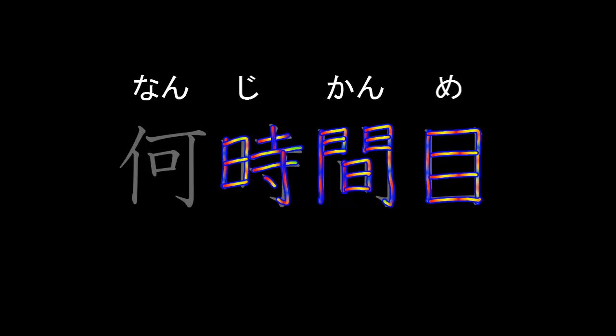And finally, we have what period. Now to say what period, you simply substitute the number for the word what, which is nan when you combine the word with other characters or kanji, and you get nanjikanme.